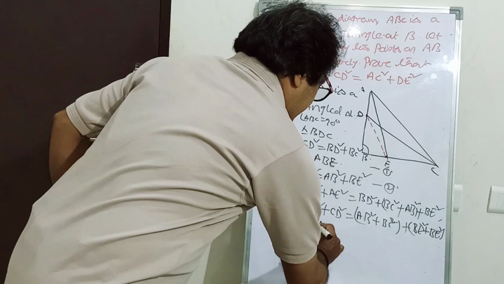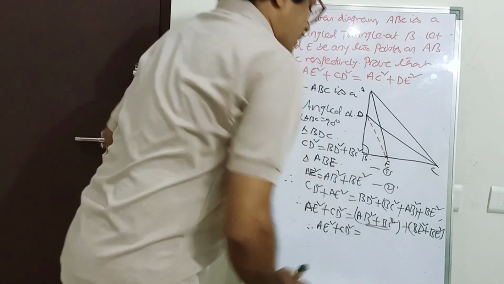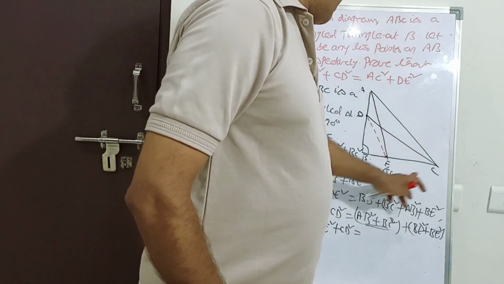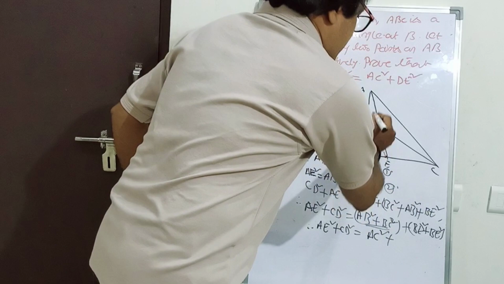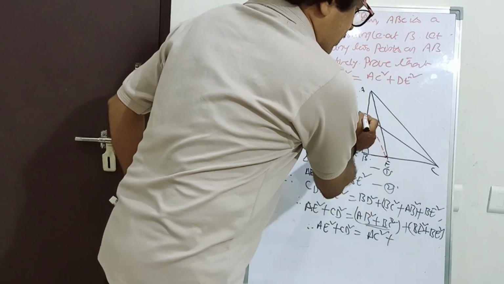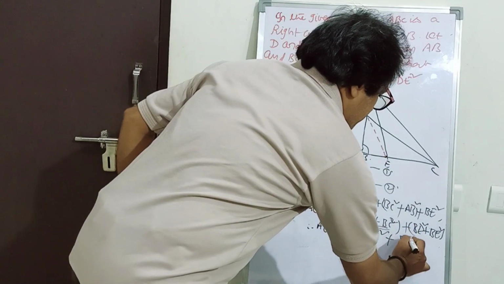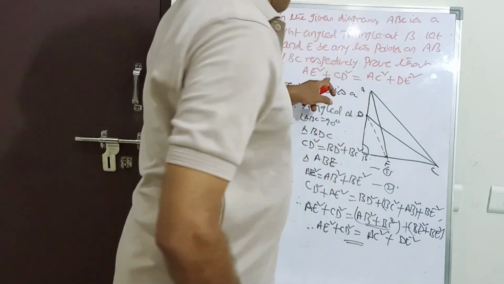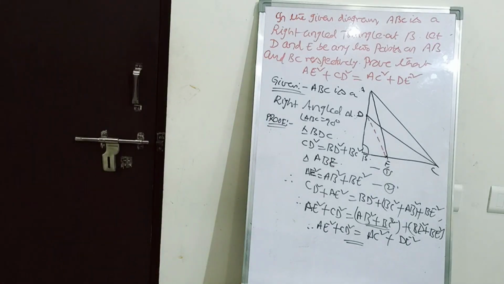So therefore, AE square plus CD square is equal to, according to Pythagoras, AB square plus BC square can be replaced by AC square, plus BD square plus BE square can be replaced by DE square. So AE square plus CD square is equal to AC square plus DE square. Hence proved.